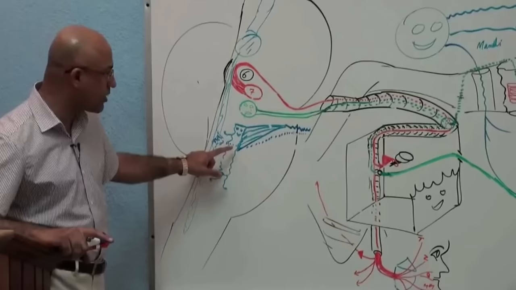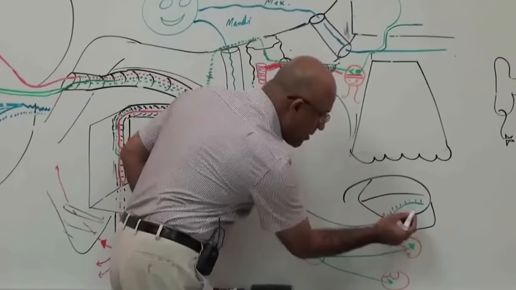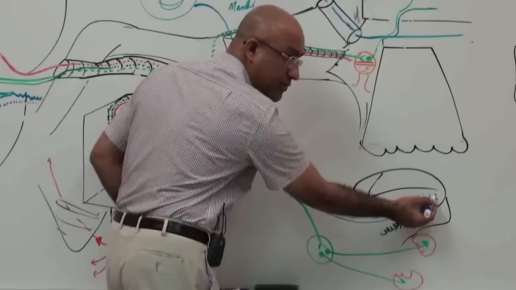Tractus solitarius. So what really happened? Now, touch, pain, and temperature from the anterior two-thirds of the tongue is taken by the lingual nerve. But the taste fibers from the anterior two-thirds of the tongue are also going with the lingual nerve. These are taste fibers, and these are touch, pain, temperature. Hot potato here, but chocolate here. Is that right? Taste fibers go from here.